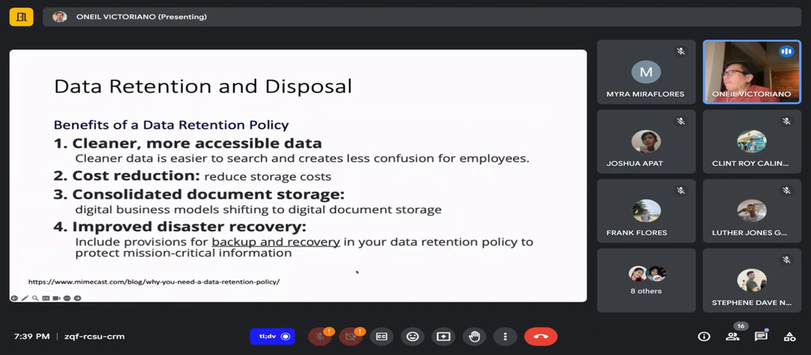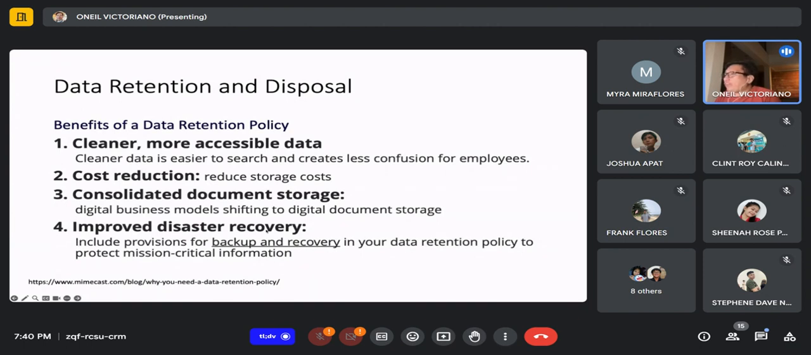So we have a clear retention policy, or data retention policy. The benefits: first, of course, you have cleaner and more accessible data, so it is easier to search because there is less of it, and it creates less confusion among employees. Of course, it will reduce costs in terms of storage, and there is consolidated document storage, as the digital business model shifts to digital document storage. Lastly, it improves disaster recovery.